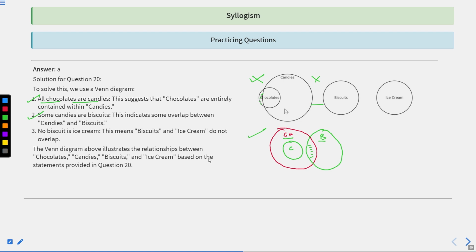Now, the third statement says that no biscuit is ice cream. The Venn diagram is absolutely correct for the third statement. So now, based on these Venn diagram representations, the correct first one, the second correct one, and the third correct one, which shows there is no relation between biscuits and ice cream, we can cross-verify whether the conclusion follows from this particular Venn diagram or not.